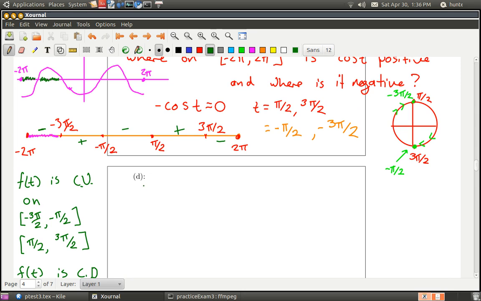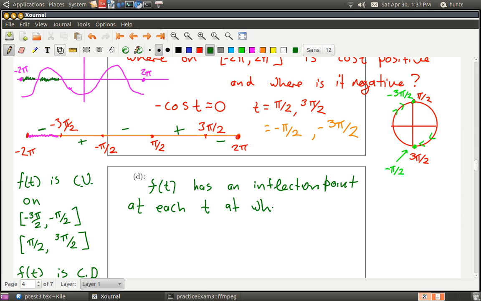Okay, so let me remind you what an inflection point is. So f of t has an inflection point, you can take this as the definition, at each t at which f double prime of t changes sign. Okay, alright. So there are lots of those, right? So we have quite a few here. So these are our inflection points.